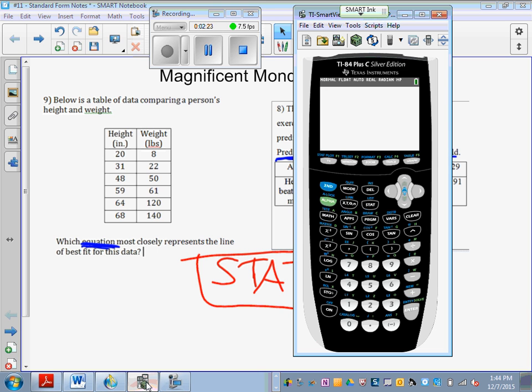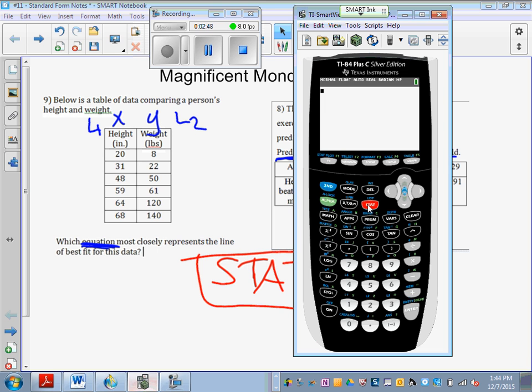Okay, so our first one says below is a table of data comparing a person's height and weight. The first one is our x. The second one is your y. And if you struggled on your homework, make sure you're paying attention right now because this is exactly how to do your quiz. Alright, x goes in list 1 and y goes in list 2.